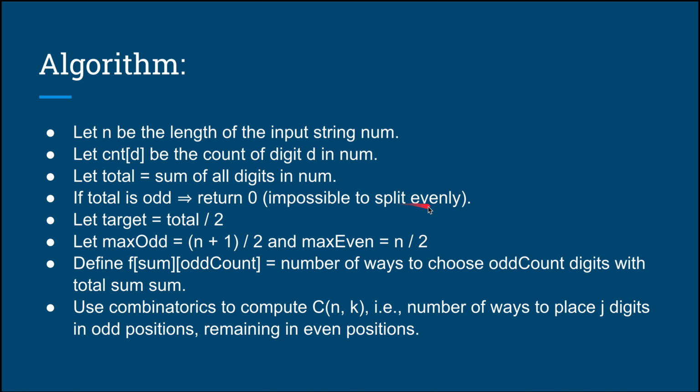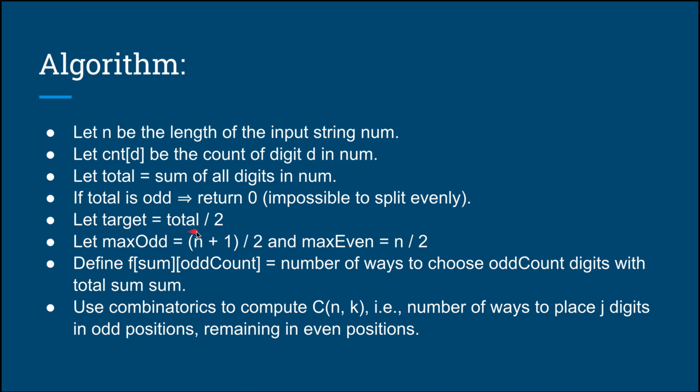Because it is impossible to split evenly. Until the total is even, how will we define all the even positions and all the odd positions, right? If the total is odd, the odd side will be more and the even side will be less, so the condition fails to find the permutations in this given string. Okay, so at this point we will return 0.